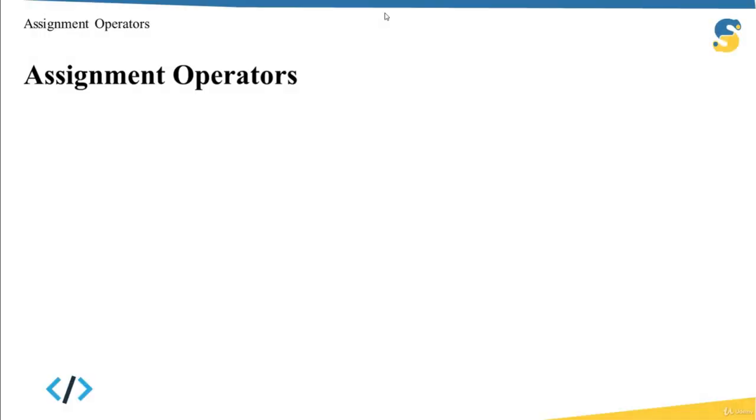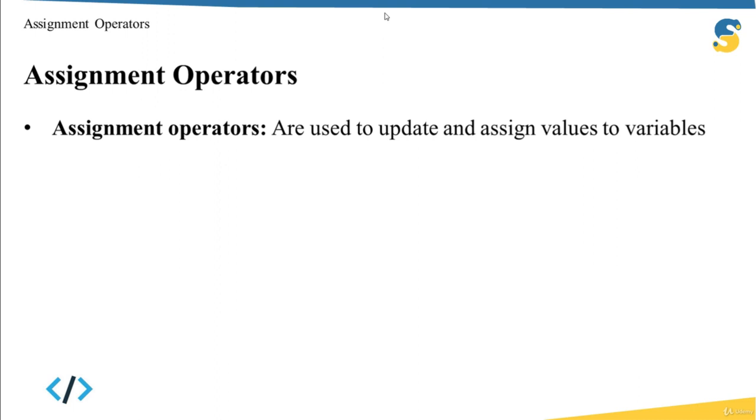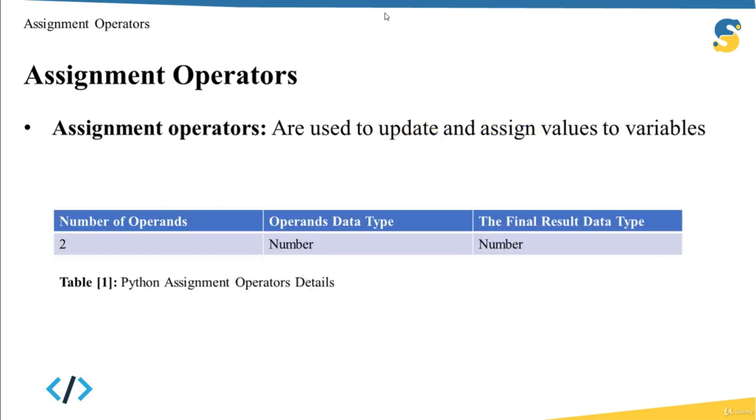So, what are assignment operators? Assignment operators are used to update and assign values to variables. As you will see later, each one of these operators does two main jobs. The first one, it updates the value some way, then it will assign this value again to the same variable. To understand how these operators work, let's first see these operators' details. Each one of these operators takes two operands. The operand's data type should be numbers, and the result after operator execution is also another number.